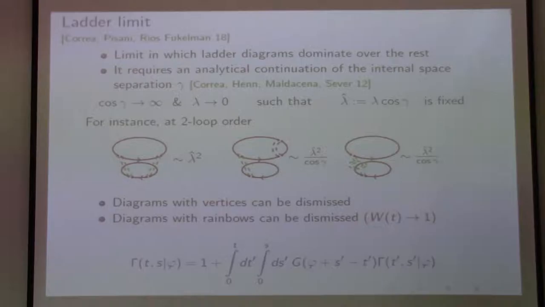Is this limit only the scalar propagation, the gauge photon propagation? Yeah, exactly. So in this limit, this effective propagator is dominated by the scalar.